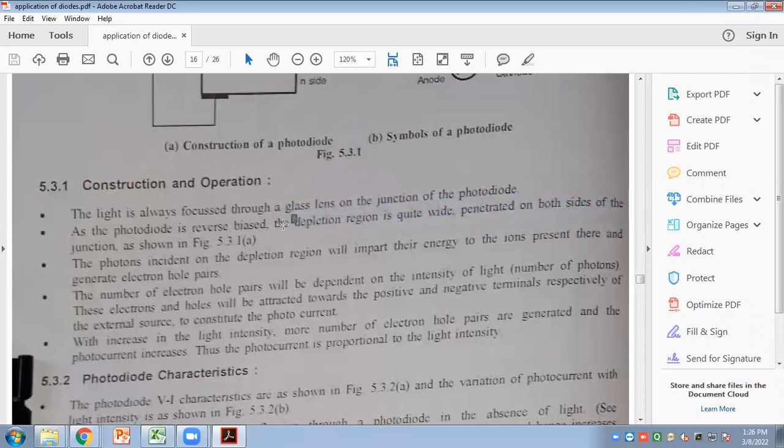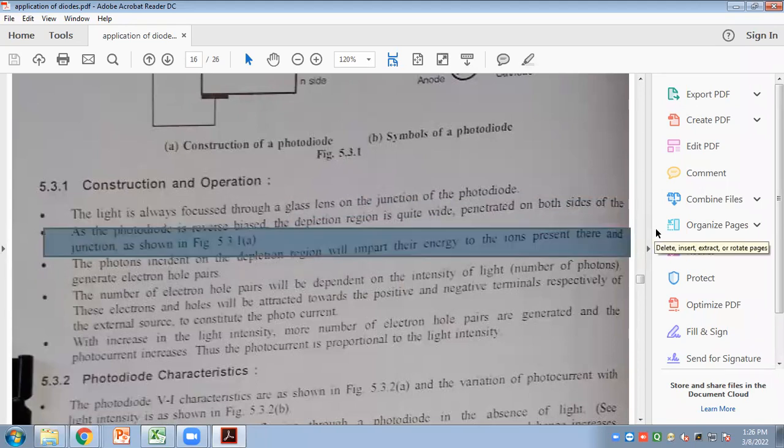Penetrating both sides of the junction as shown in the figure, the photons incident on the depletion layer impart energy to the ions present there, that will generate electron hole pairs. When temperature affects it, the electron and hole pairs are generated.